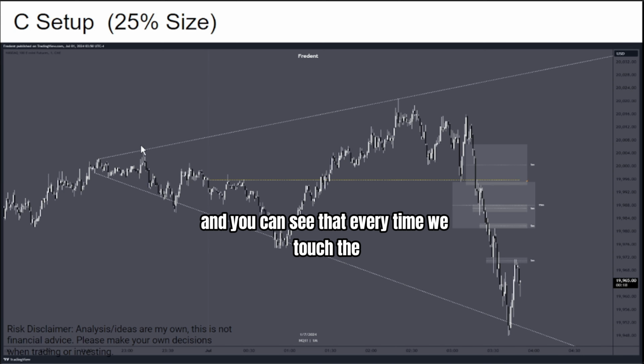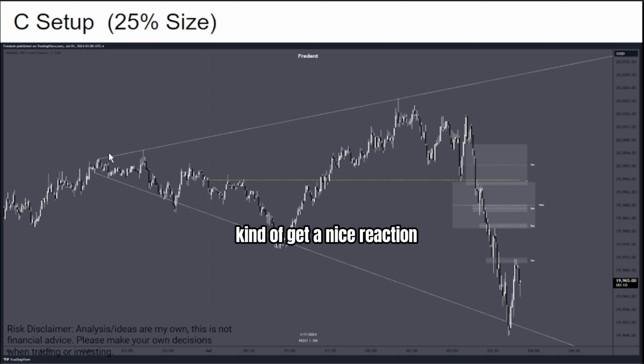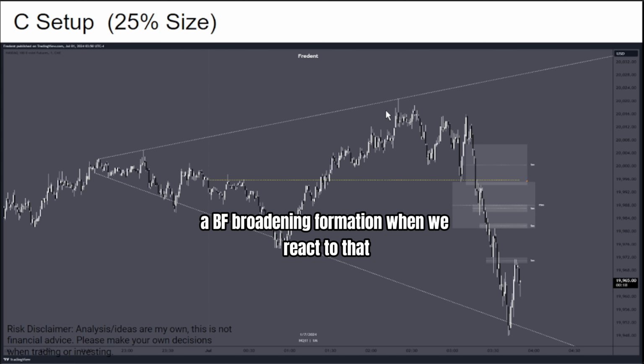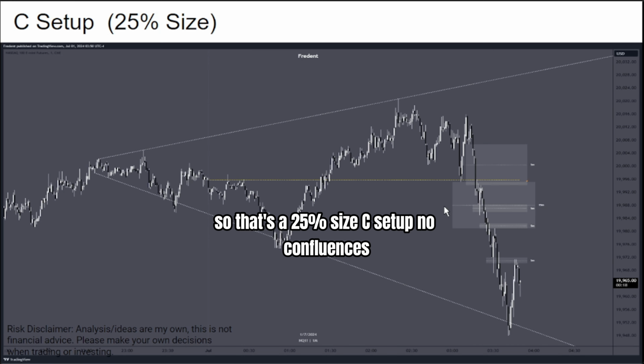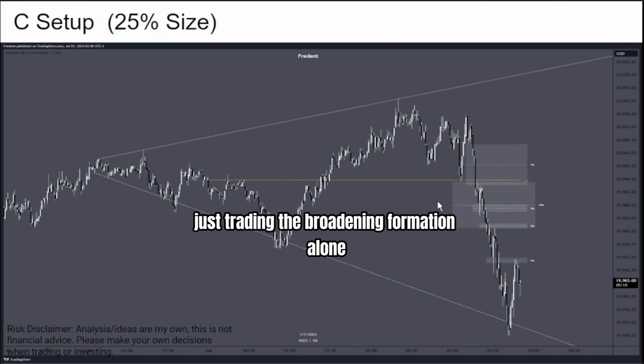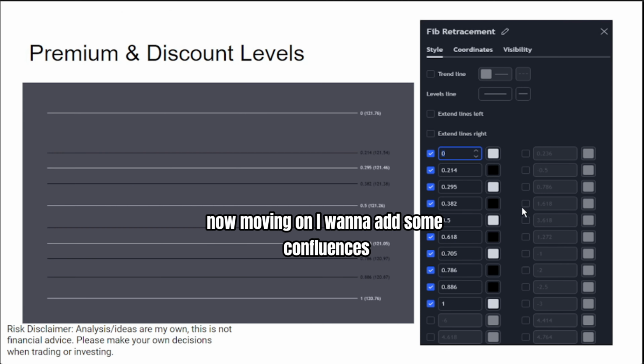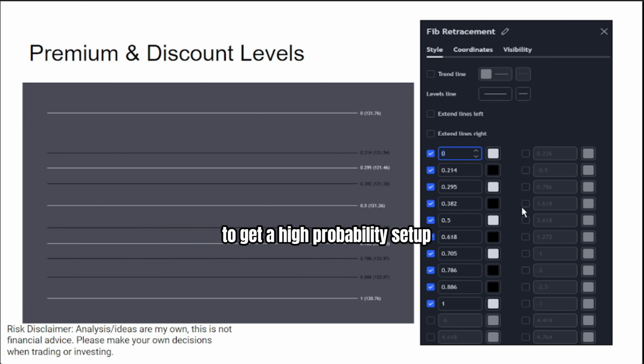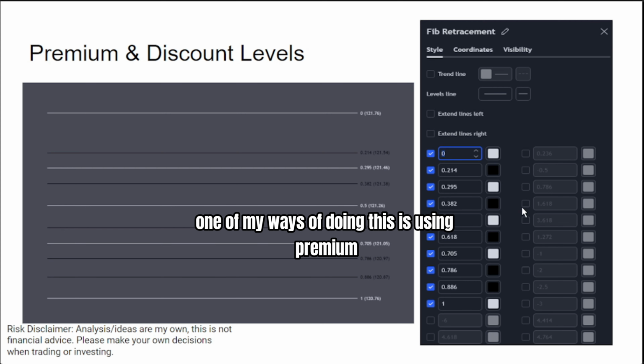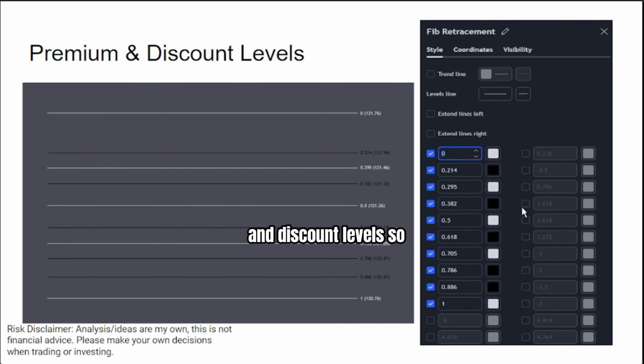And you can see that every time we touch the lower end of this broadening formation, we get a nice reaction. And also, you can see on the top of the broadening formation, when we react to that, we get a huge drop down to the bottom. So that's a 25% size C setup. No confluences, just trading the broadening formation alone. No market structure, no bias whatsoever. Now, moving on, I want to add some confluences to get a high probability setup. One of my ways of doing this is using premium and discount levels.